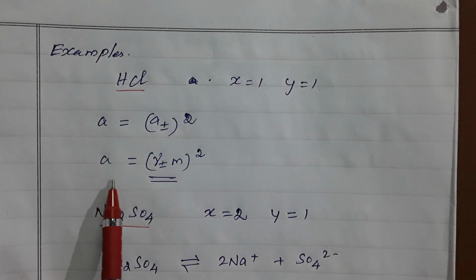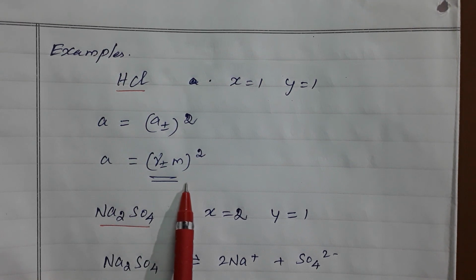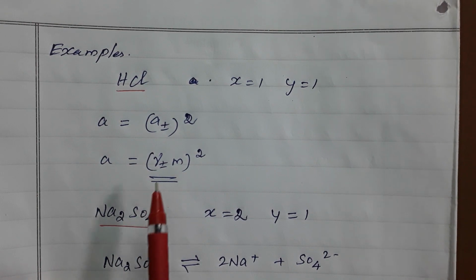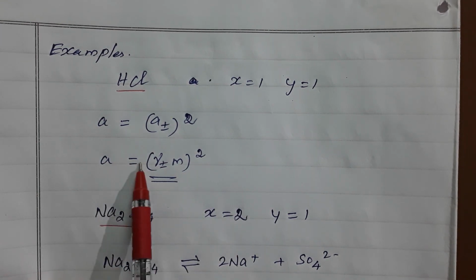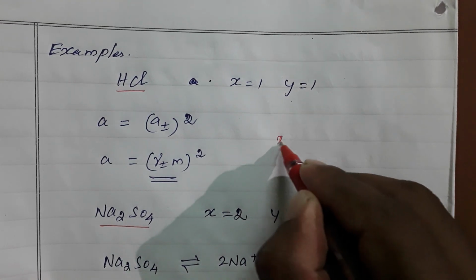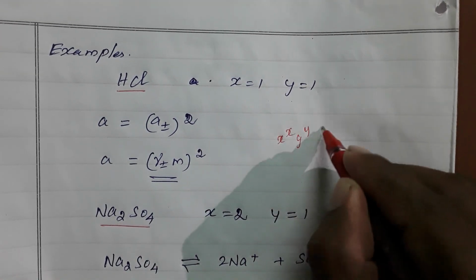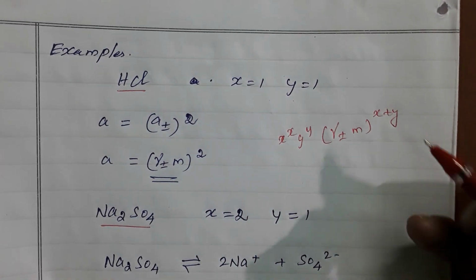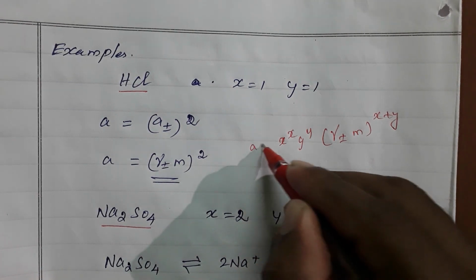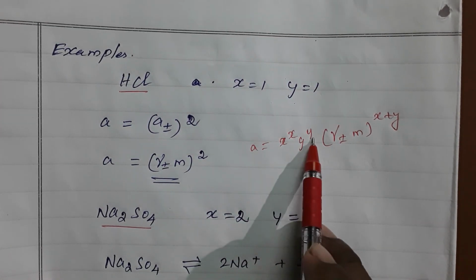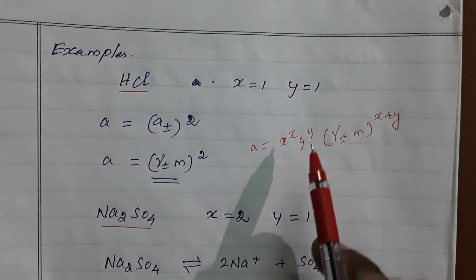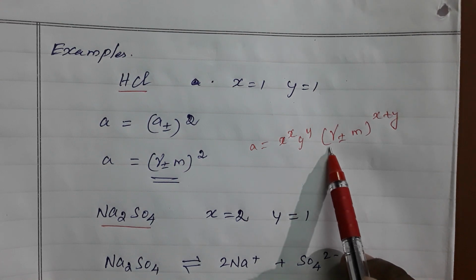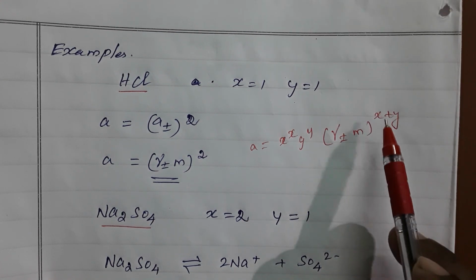Then we move to mean ionic activity coefficients. This one is for mean ionic activity, and this one is for mean ionic activity coefficient. Here the formula is x power x, y power y, into activity coefficient into m power x plus y. Here x power x and y power y are both 1, because 1 power 1 and 1 power 1, so simply I take it as 1. The remaining is activity coefficient into molality, and x plus y is nothing but 1 plus 1, that is 2.